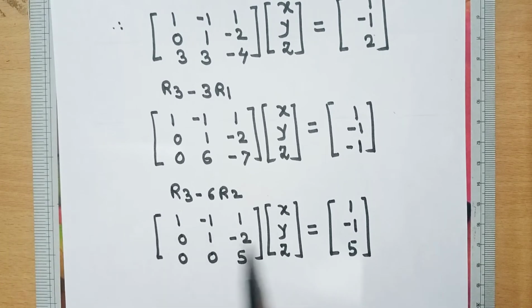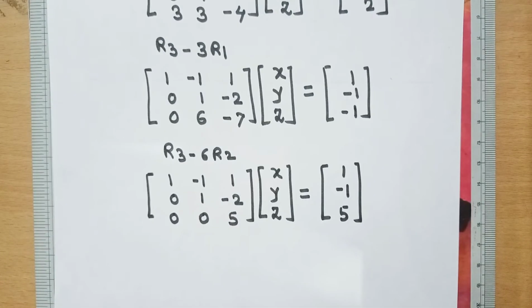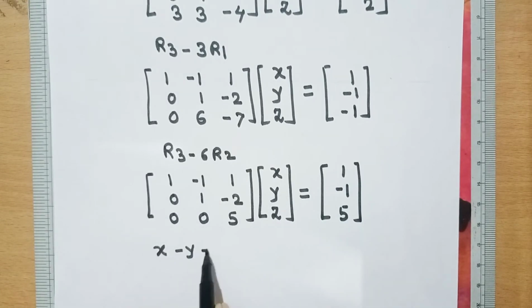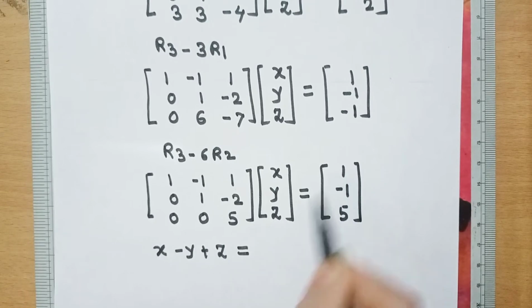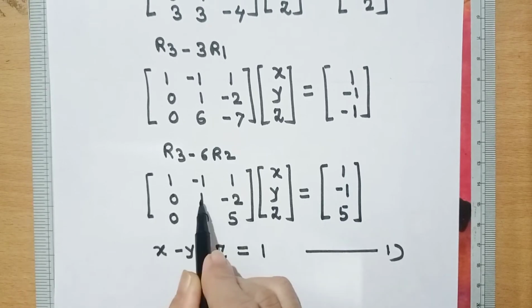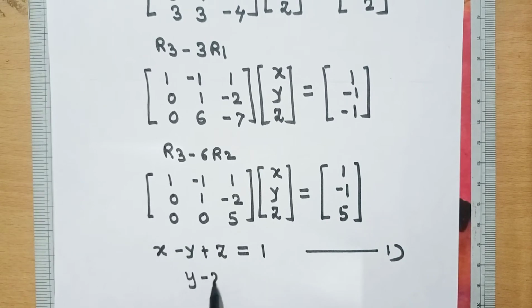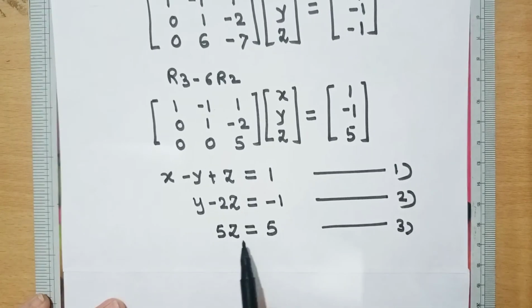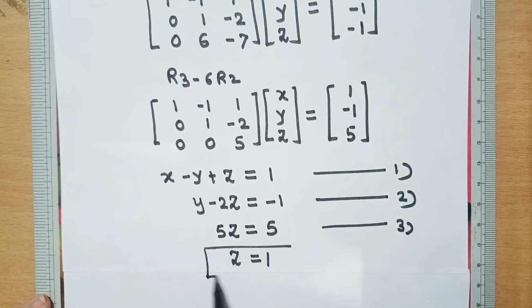Now write down the linear equations from this. Therefore the first equation is x minus y plus z is equal to 1. Then second, y minus 2z is equal to minus 1. And the third one is 5z is equal to 5. Say this is the third one. Now divide this by 5. We have z is equal to 1.